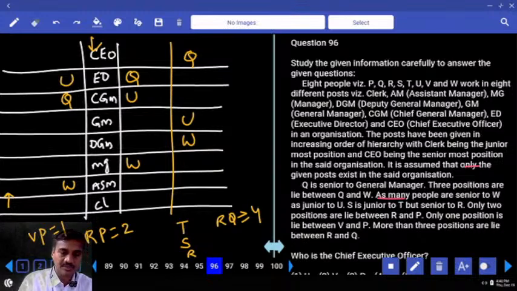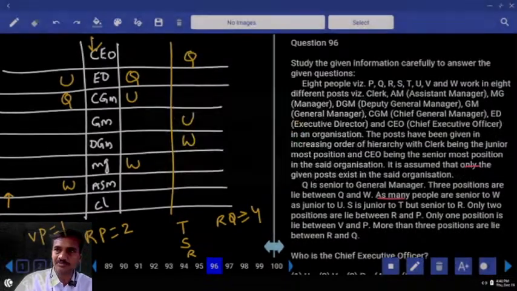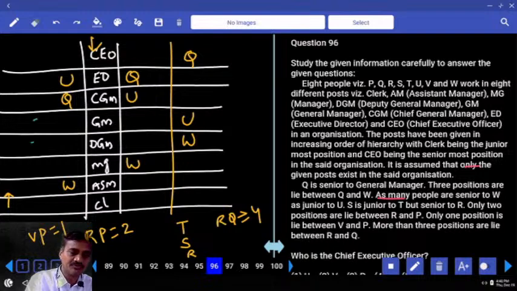Greater than or equal to 4 people. Now let us take the possibilities. Between R and Q, minimum 4 persons must be there. Then Q must be here. Now if Q is here, R is here. Now if R is here, then between R and P there are 2 people, 1, 2, P is here. Now if P is here, between P and V there must be exactly 1. Is it possible? This case is ruled out.